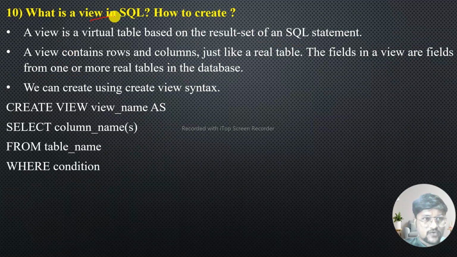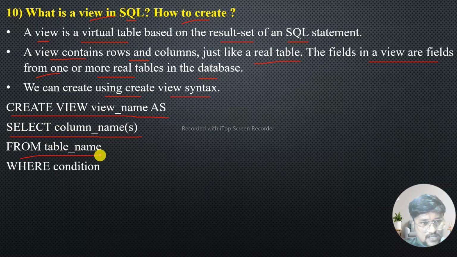Next, what is a view in SQL? And how to create a view? Very important question again. A view is a virtual table based on the result set of an SQL statement. A view contains rows and columns just like a real table. The fields in a view are fields from one or more real tables in the database. We can create one using the create view syntax. So this is the syntax we can see: create view, then view name as select column name from table name where condition. So this is how you can create a view.